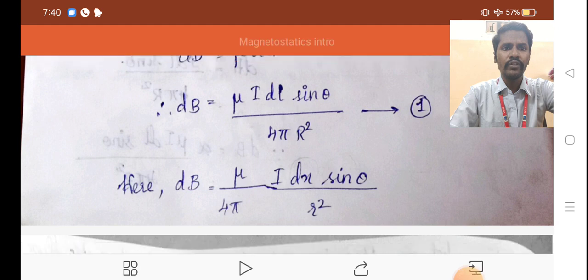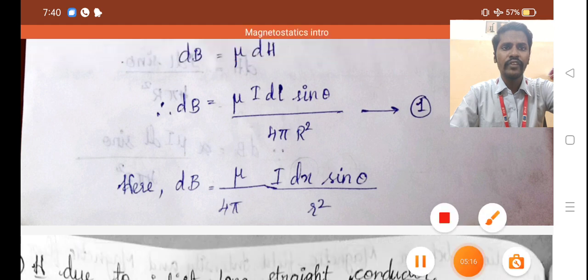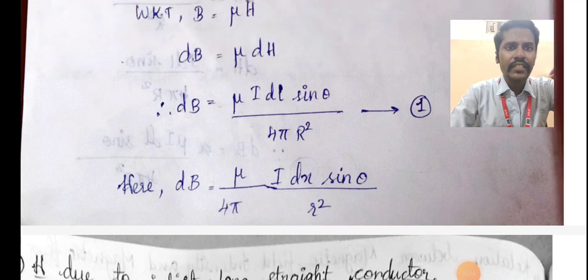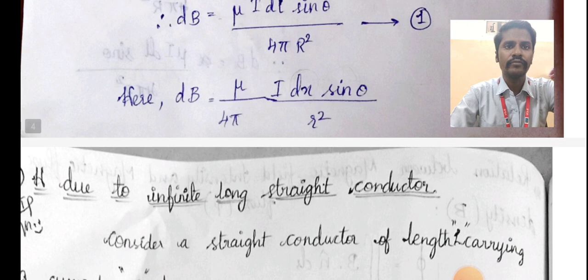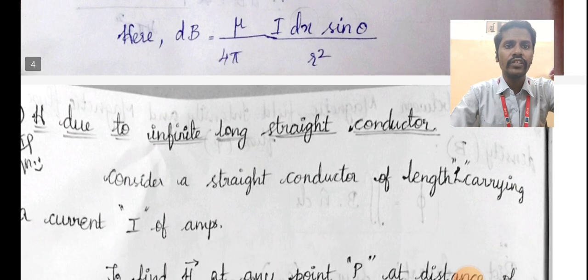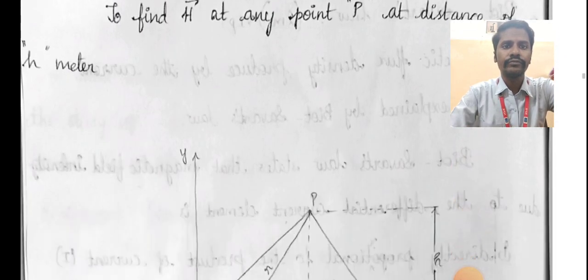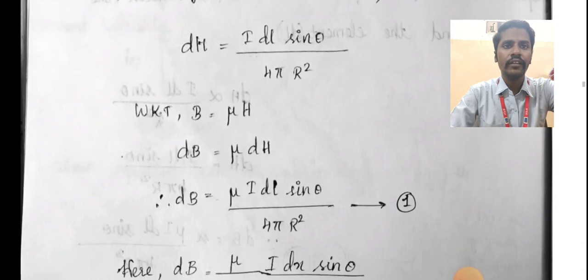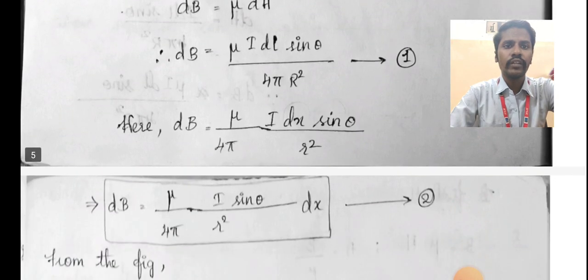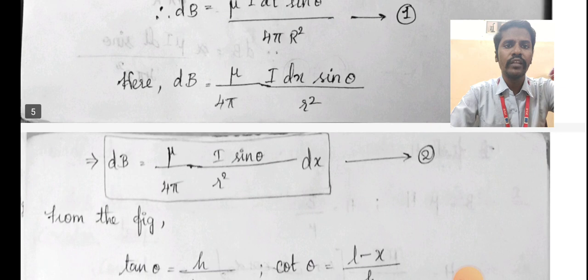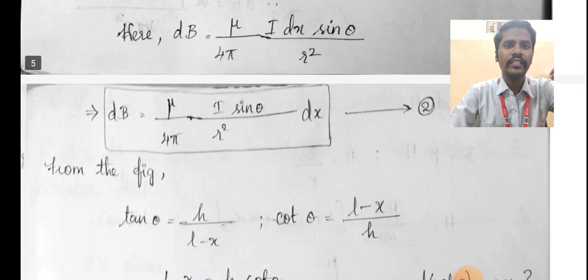So now what we are going to do is find out dB. We are going to calculate dB. dB is equal to, take the constant outside, mu divided by 4 pi, and therefore the remaining term is I dx sin theta divided by r square. So now we are just going to calculate the value. Same thing: dB is equal to mu divided by 4 pi, I sin theta divided by r square.